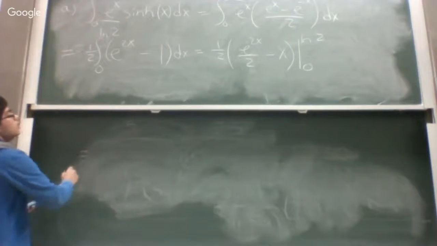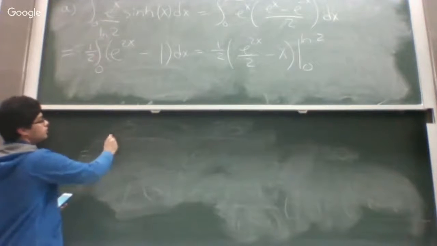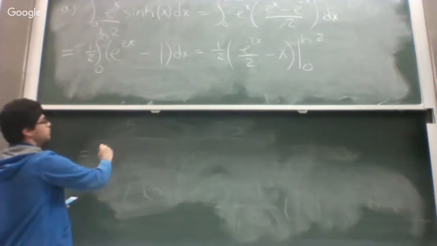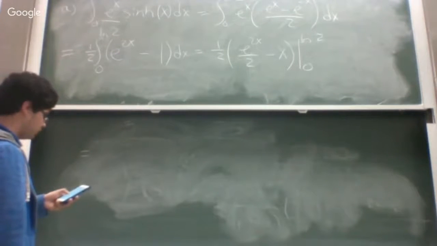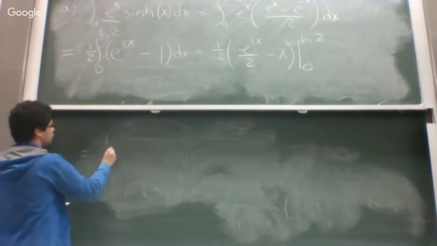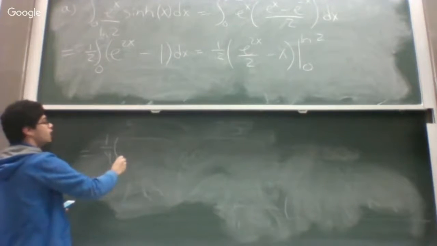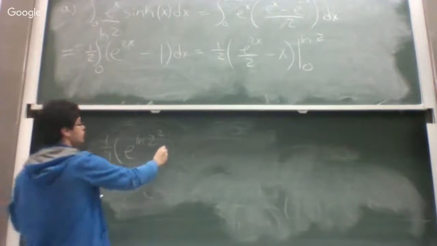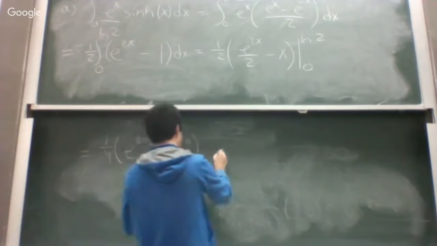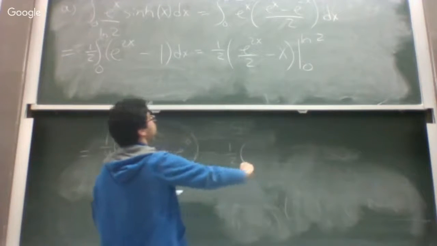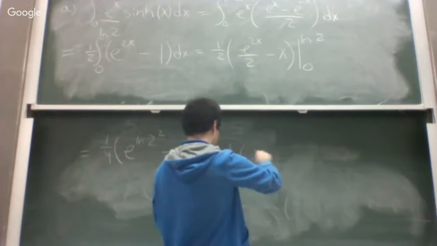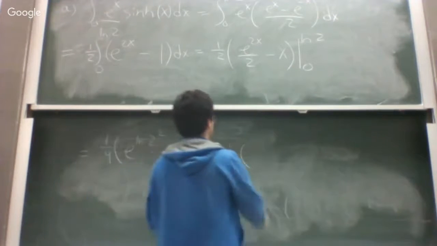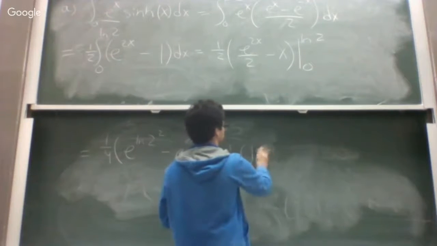We just sub everything in. I'll separate them out. So we'll have 1/4 times e to the 2 times natural log of 2, which is e to the natural log of 2 squared. Plugging the 0 in, we'll have e to the 0 minus 1/2 of just the natural log of 2. So minus 1/2 times the natural log of 2, minus 0.